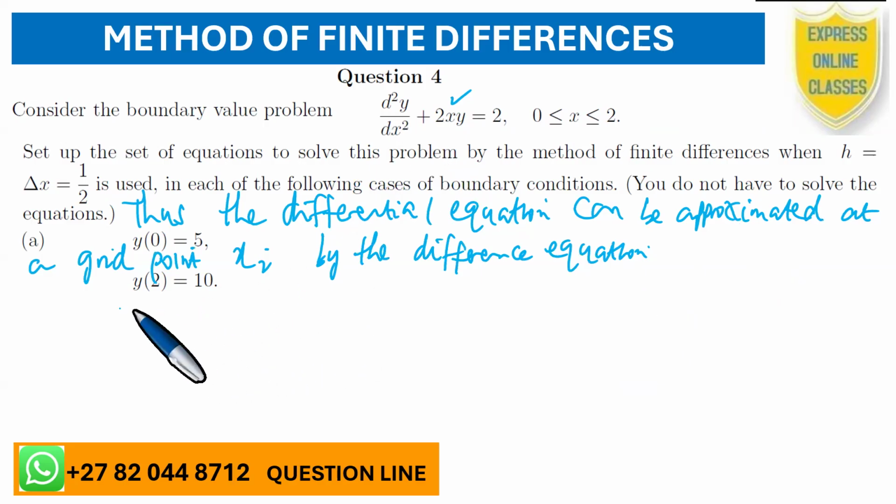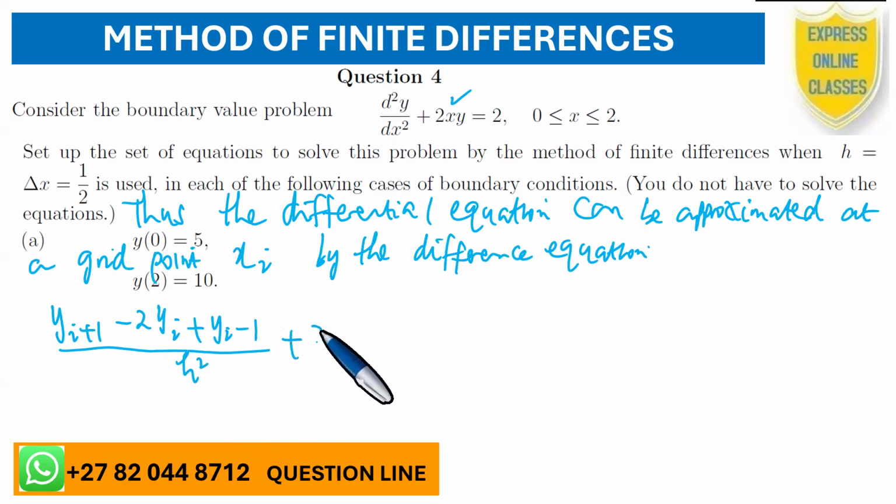So we then say the second derivative can be written as y subscript i plus 1 minus 2yi plus yi minus 1, divided by h squared, plus 2xiyi equals 2. Right, so we continue with our analysis of this particular problem, and we are able to write that representation.